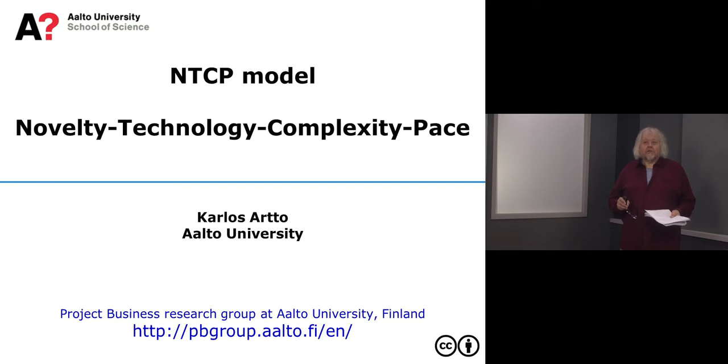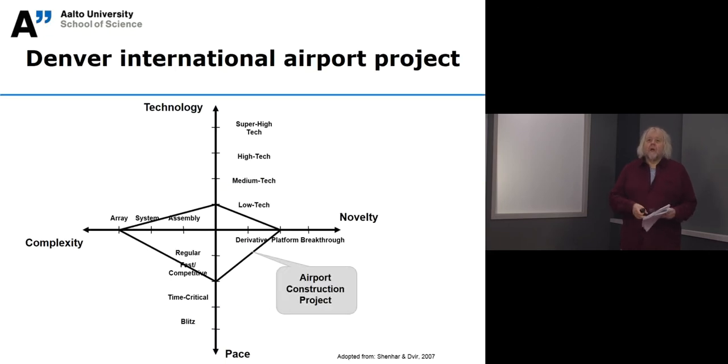Well, NTCP refers to four dimensions: novelty, technology, complexity, and pace. And these dimensions are used to evaluate the character of a project. Accordingly, the idea is that based on where your project is positioned in these four dimensions, you select an appropriate management style for that project.